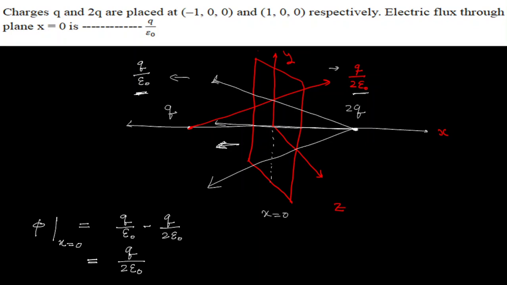Okay, so we got some idea: if we have a charge distribution plus an open surface, how to calculate the flux. Now consider case 4, when we have to calculate flux because of a charge distribution plus a closed surface. So if you have a charge distribution plus a closed surface, how can we calculate the flux?